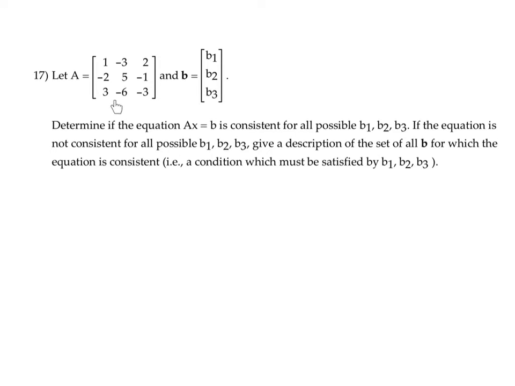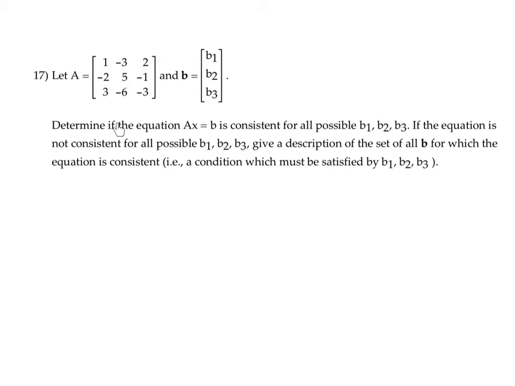In this problem, we are given this system Ax equals b. We want to determine if this equation is consistent for all possible b1, b2, b3. That means b1, b2, b3 are arbitrary. In order for this system to be consistent, we should not have any free variable. That means we must have three pivot positions, right?